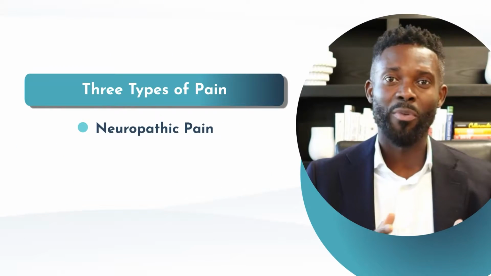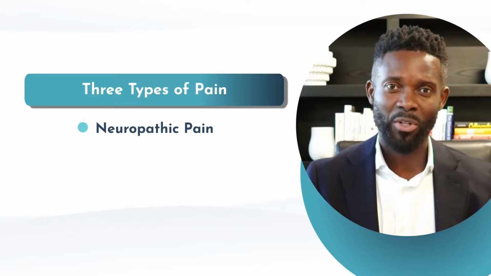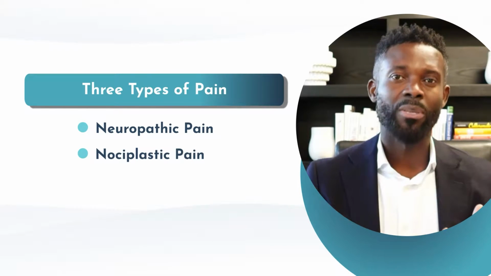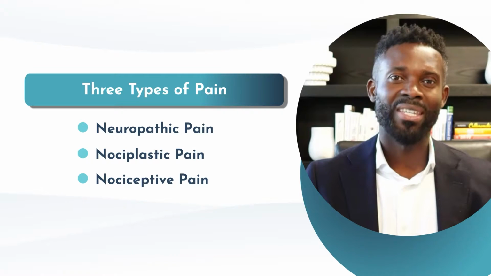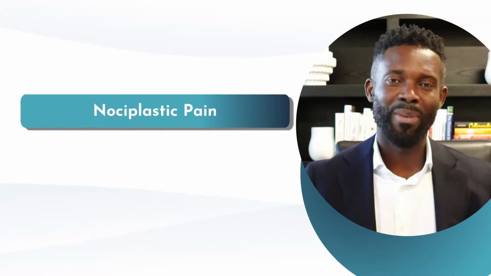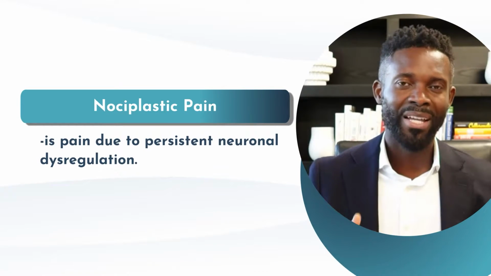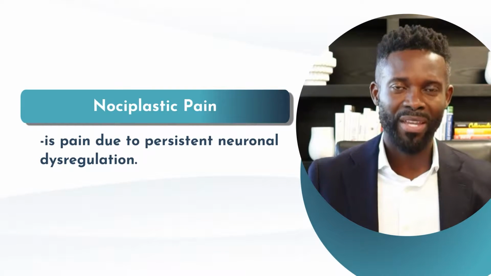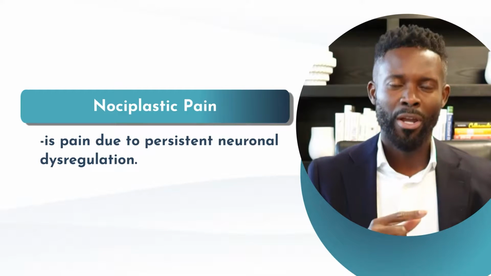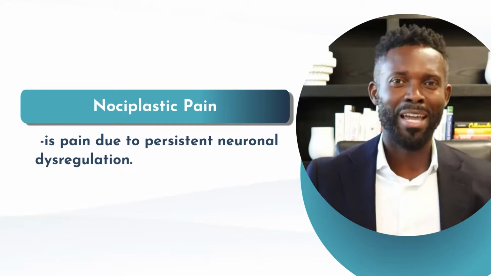So if we're talking about neuropathic pain, we also need to understand the other type of pain that exists. So when it comes to understanding pain, there are three types of pain. Specifically, we have neuropathic pain, which is what we're going to be spending more time talking about. There is nociplastic pain and nociceptive pain. So what is nociplastic pain? Nociplastic pain is a pain that results from dysregulation of the nervous system. So it's a little bit similar to neuropathic pain, but we're not going to spend time on that today.